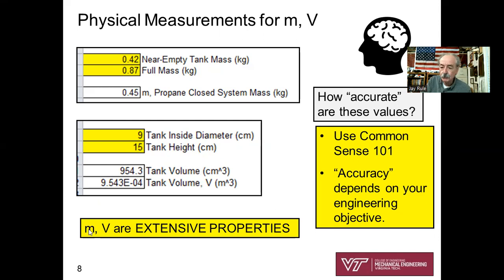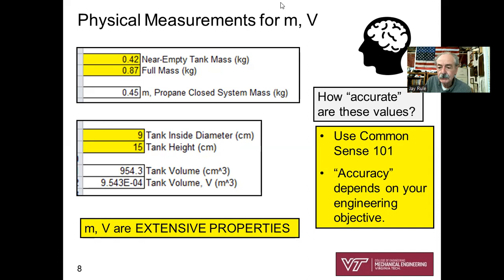Okay. So as a reminder, what's m? m is a property of this closed system. It's an extensive property. And the volume is an extensive property. It depends on the size of the tank. The volume depends on the size of the system.